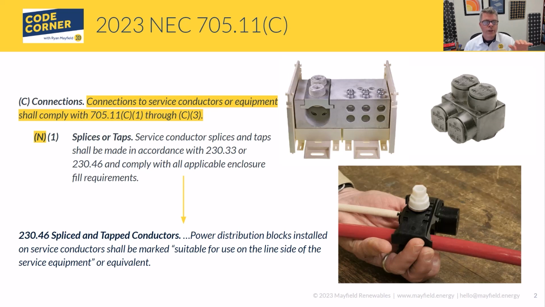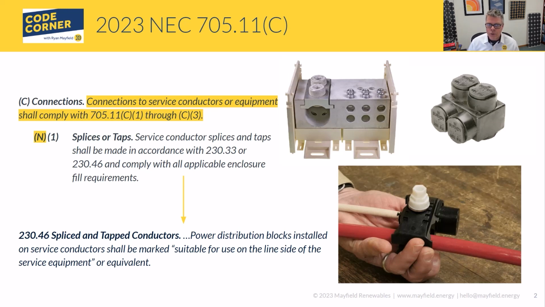But the general rule here is that power distribution blocks installed on service conductors shall be marked suitable for the line side of the service equipment or equivalent. So we have to have our connections be marked and listed on the service side. So really service rated equipment here. And so what I'm showing in the picture are potentially some options. You need to look at the manufacturer's information. You need to see what listing they've had for their specific blocks.